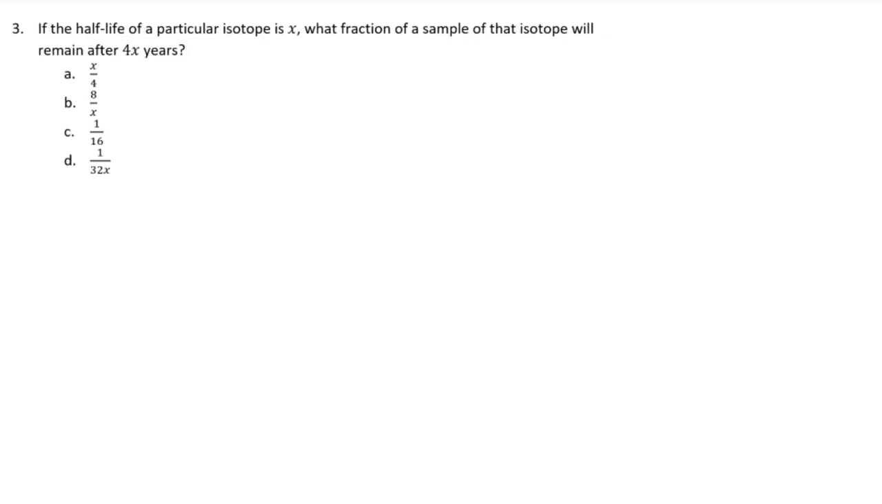Half-life is now considered in this next question. If the half-life of a particular isotope is x, what fraction of a sample of that isotope will remain after 4x years? Is it x over 4, 8 over x, 1 over 16, or 1 over 32x? There are many ways to approach this question. I'm going to do it in steps. We know that the half-life of this isotope is x years, and therefore remembering what half-life means, this means that after x years, half of that sample will have decayed.